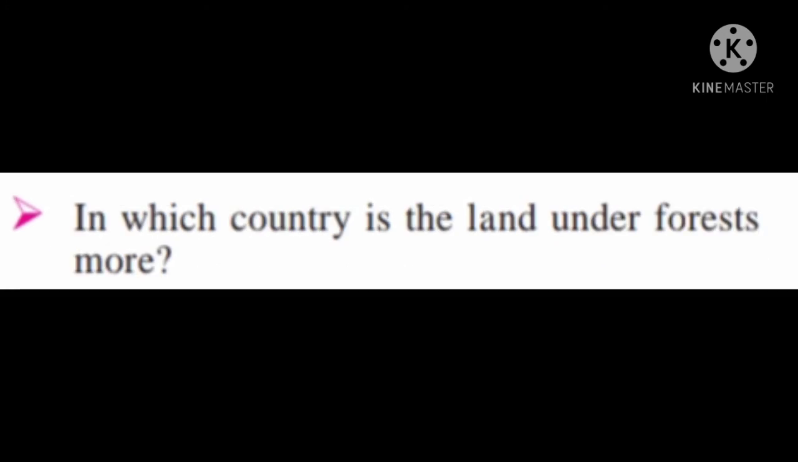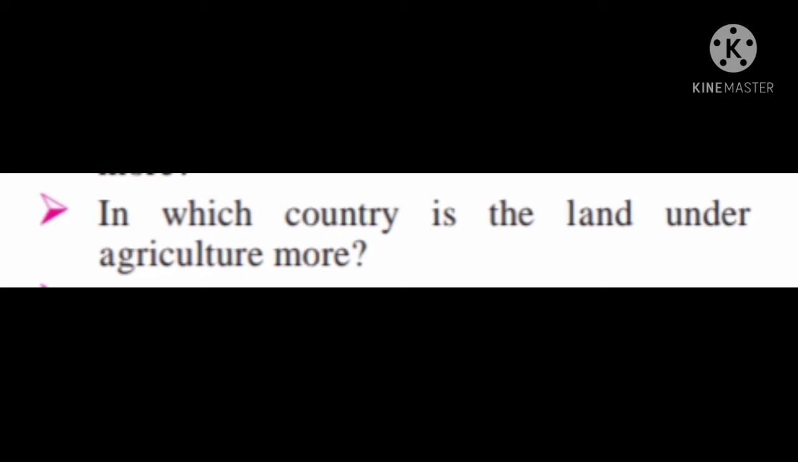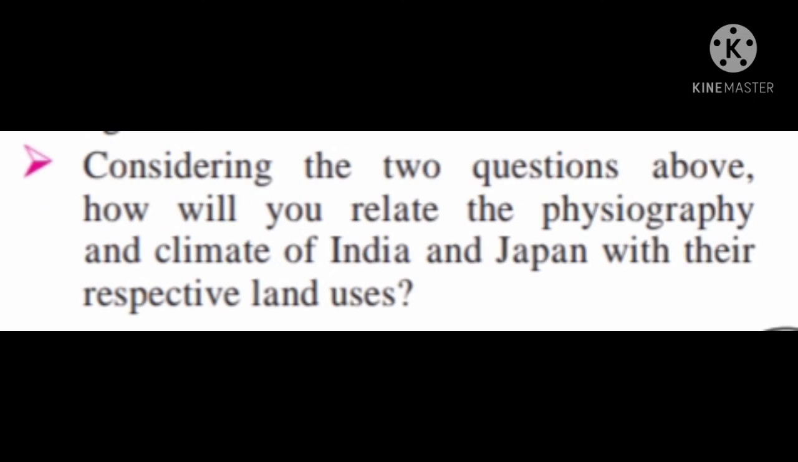First question's answer will be, in Japan, the percentage of land under forest is more. Question number 2 is, in which country is the land under agriculture more? The answer will be, in India, the percentage of land under agriculture is more. Question number 3 is, considering the two questions above, how will you relate the physiography and climate of India and Japan with their respective land uses?